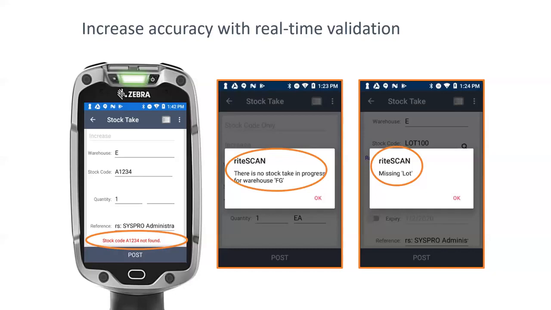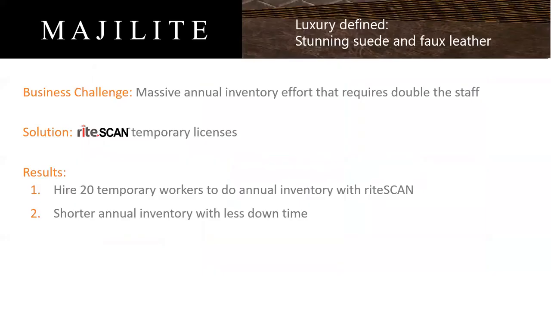So now that we've talked about the process and the labels and how to get started, let's talk about some of our customers and what sort of results they've seen with implementing these processes and implementing RightScan. Magilite is a company, Meridian Industries. They're based out of Massachusetts, and the company manufactures and distributes high-performance material for upholstery and wall coverings.